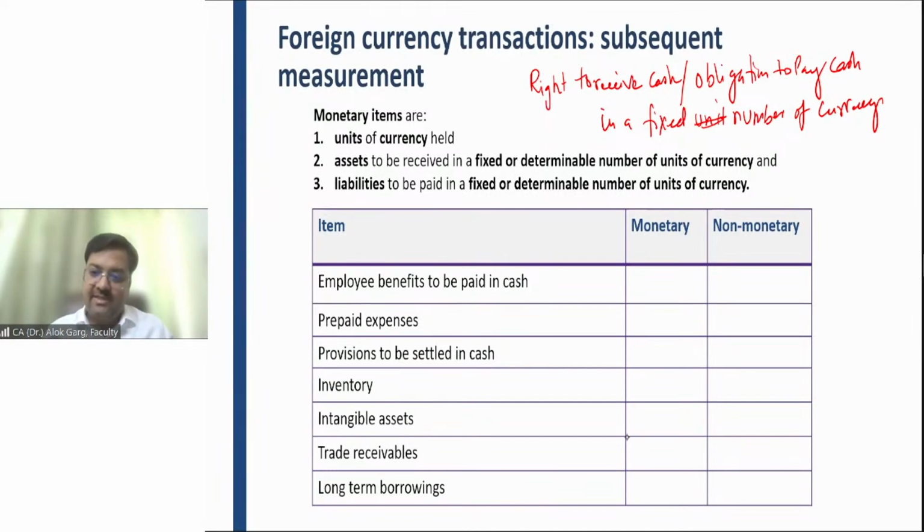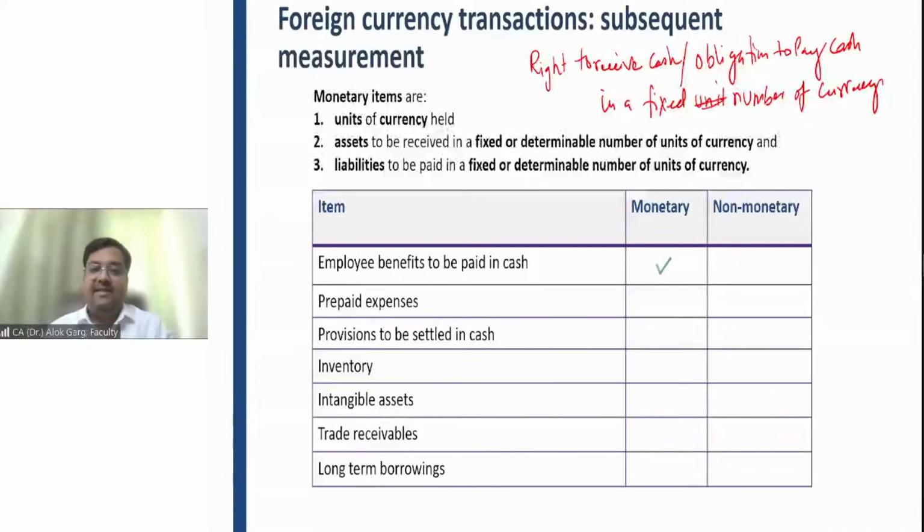Obligation to pay cash, yes. Fixed amount, yes. Fixed number of unit of currency, we are aware. We have to pay salary at the rate of 50,000 rupees. Yes, it is a monetary item. Prepaid expenses, is it a monetary item or non-monetary item? You have paid an insurance premium for next 3 years. Do you have any right to receive cash, or you have a right to receive services? Of course, right to receive services.